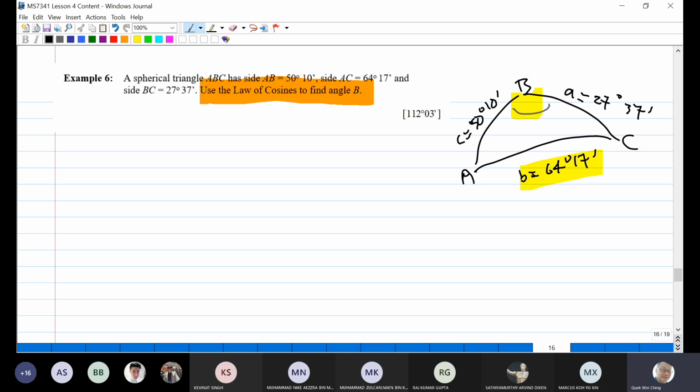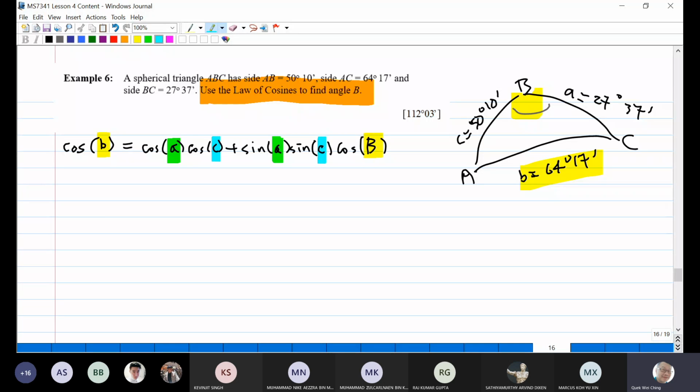Let me write down the law of cosine first. Usually I want to find B, so let's start with B. Cosine of side B equals cosine of side A, cosine of side C, plus sine of side A, sine of side C, cosine of angle B. This is how everything is related. With the color code, this color is side B, angle B, and the others are side A and side C. C is this one, A is this one.